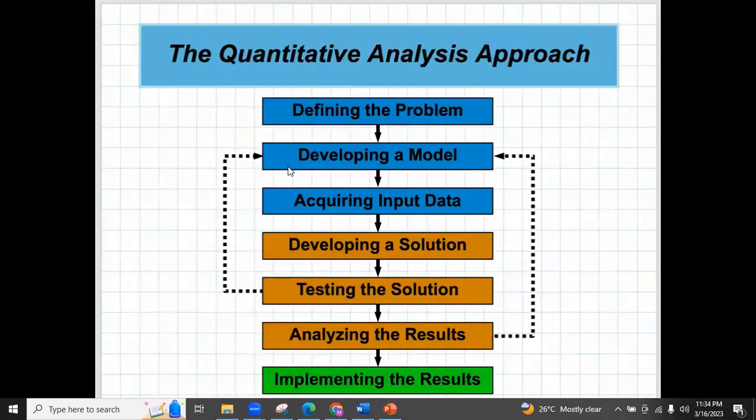So here's the approach. You define the problem, you develop a model, you acquire some data, and you use that model to crank through the numbers and come up with meaningful information. So that's developing a solution. You test the solution, let's see if it works. You analyze the results. Did it work? If it worked, you ask, is this a model we want to use going forward? And you implement the results. If you test the solution and it didn't work, you go back to the drawing board and develop the model. If you analyze the results and it's not what you wanted, you go back and develop the model again. So this is an iterative, continuous improvement kind of model.